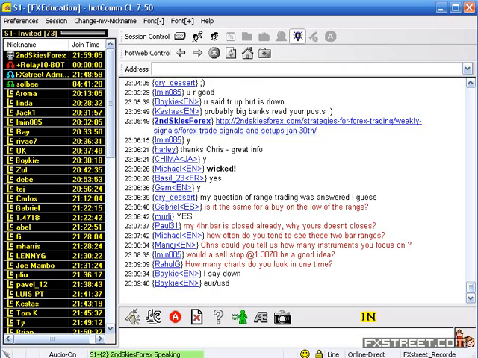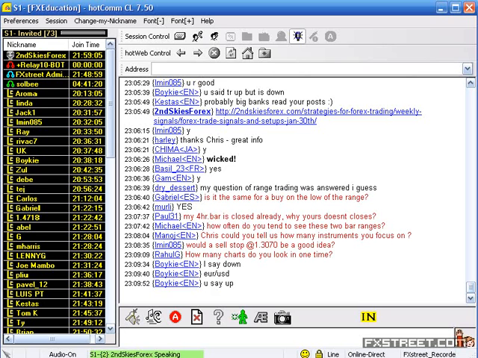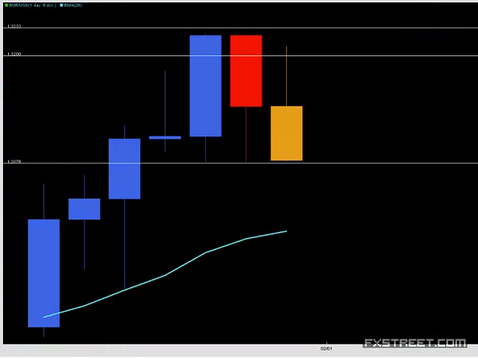Gabriel says, is it the same for a buy on the low of the range? It's an excellent question. I tend to say it's not my favorite. I would rather trade the pullback to the high. Why? Because let's go back to the daily time frame. You can do it. It's just not my favorite. If I had to choose between the two, I'm taking the pullback here. Why? Well, look at yesterday's candle. The sellers were dominant from the open. They started the week off selling from the open. They ran into yesterday's low. It did reject 70 pips.